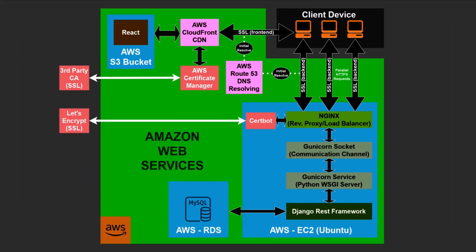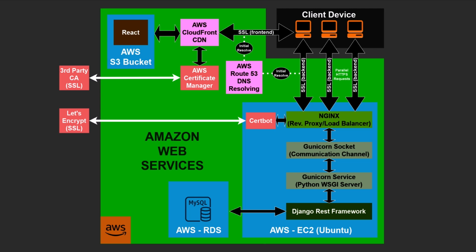Later in this video, we'll be creating an AWS EC2 Ubuntu Instance and deploying our Backend Django project. We will set up an Nginx as a Reverse Proxy Server, acting as the first point of contact for our client requests, which will include SSL via Certbot and Let's Encrypt. We will also be implementing a Gunicorn Socket and Service for our Python WSGI server.